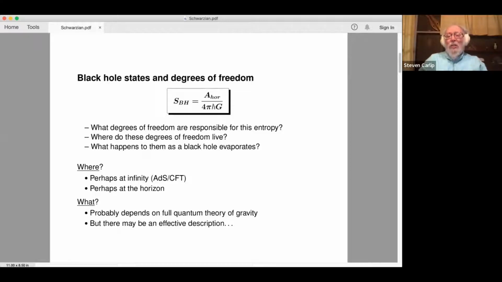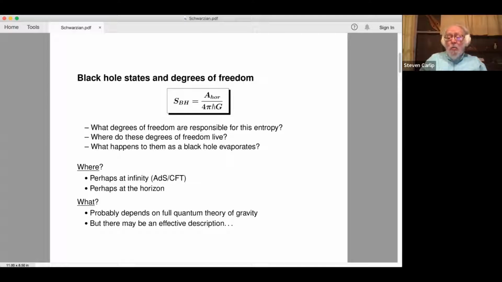Okay, so to continue, we know that black holes have an entropy. It is natural to suppose that this, like other kinds of entropies, comes from some counting of fundamental quantum gravitational degrees of freedom. And so there are some natural questions. What are the degrees of freedom responsible for the entropy? Where do they live? And what happens with them as the black hole evaporates?